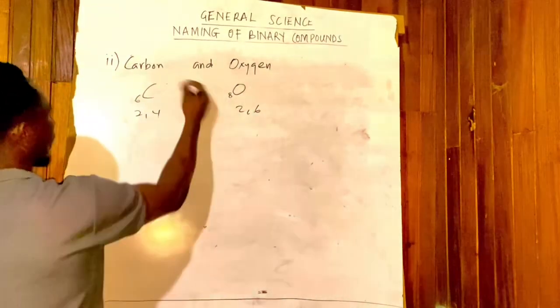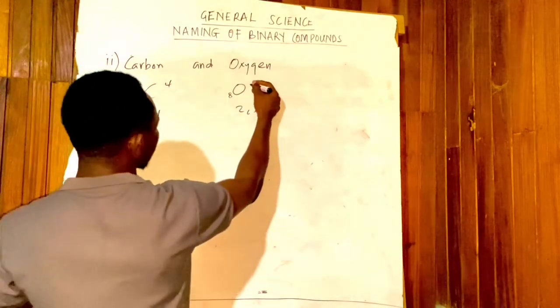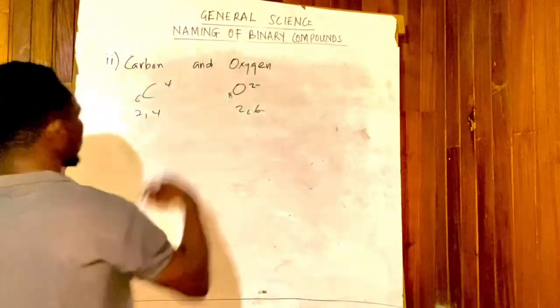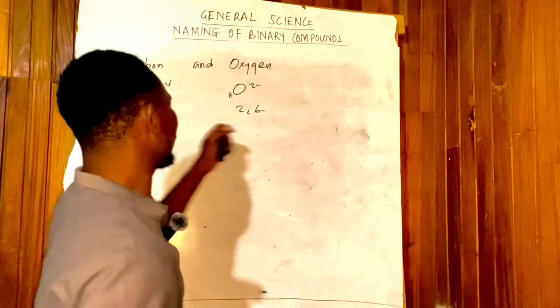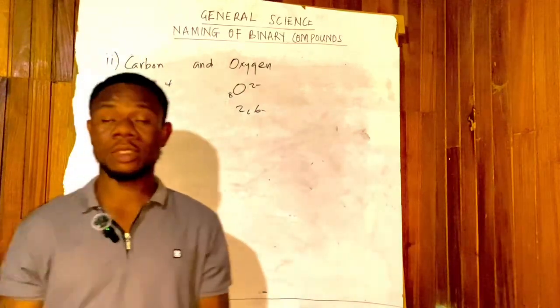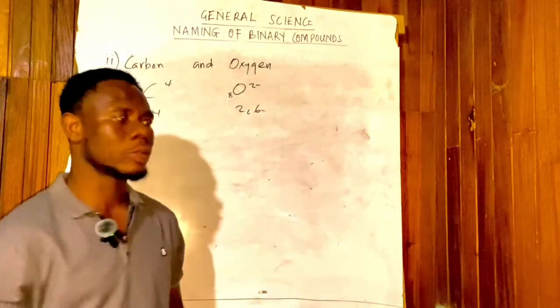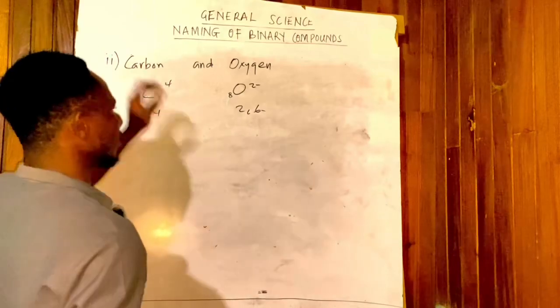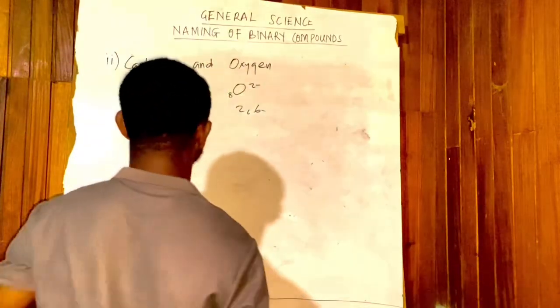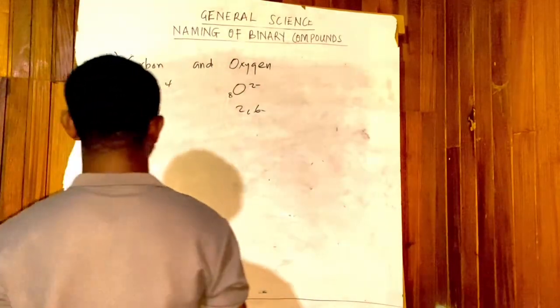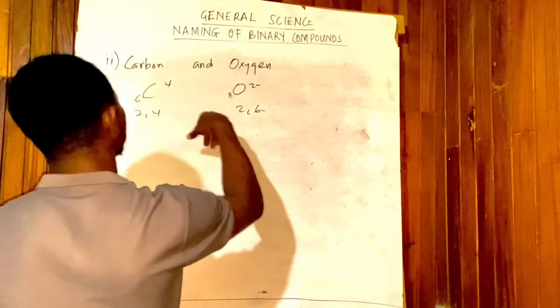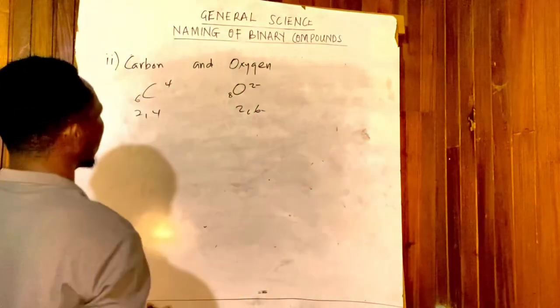Now, carbon needs 4 more to be stable, and oxygen needs 2 to be stable. Now, the bond formed between carbon and oxygen is called a covalent bond. So carbon here is a non-metal, oxygen here is also a non-metal. So there is covalent bonding here.